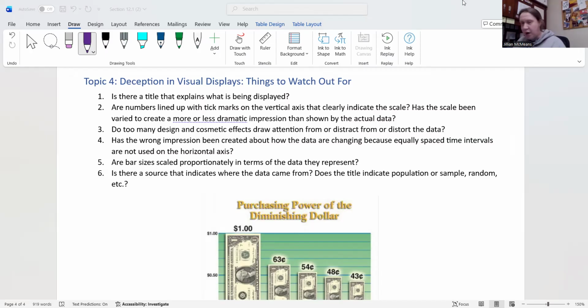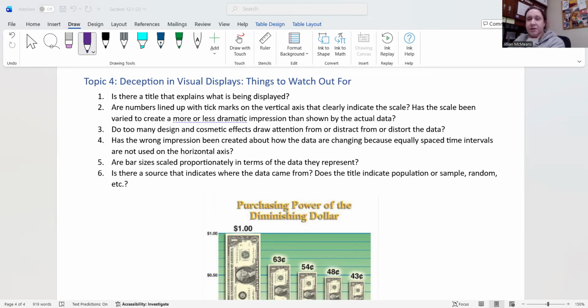For topic four, we're not really going to go deep into this, but one thing you do need to look out for when you're dealing with statistics is deceptions in visual display. And since we've learned two ways to visually display our data, we need to make sure we're not using any kind of deception. Okay. So the first thing you always need to do is make sure there is a title so that you can understand what your display is referring to.